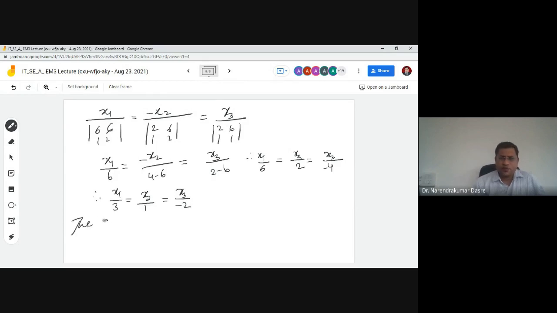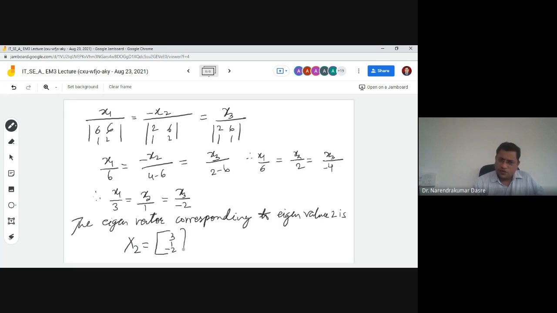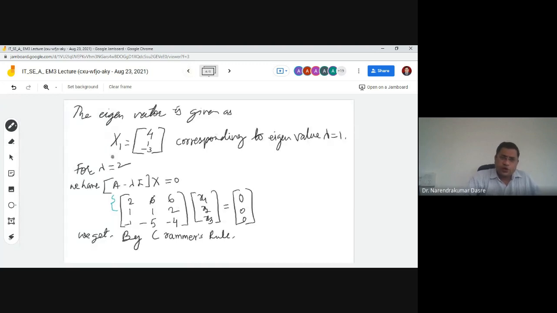So we can say the eigenvector corresponding to eigenvalue 2 is x2, and that is going to be 3, 1, minus 2. This way we are able to get the eigenvector for this matrix and for these eigenvalues. So here we got only one eigenvector corresponding to this lambda.